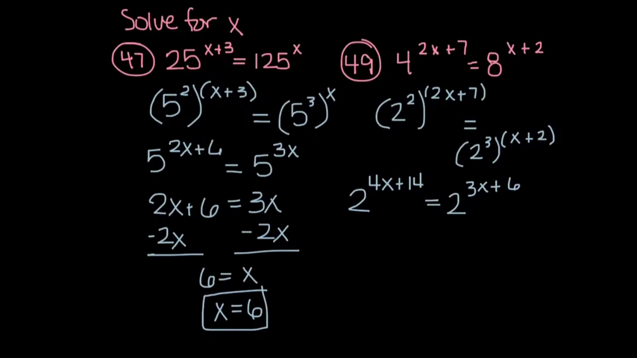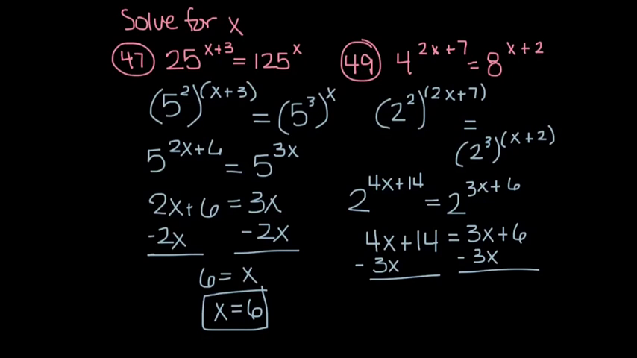Now that I have two expressions with the same base, I can set the exponents equal, which gives me 4x plus 14 equals 3x plus 6. I can subtract the 3x from both sides, which gives me x plus 14 equals 6. Subtracting the 14 from both sides leaves me with x equals -8.